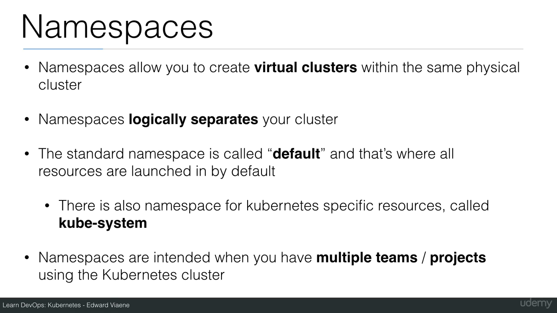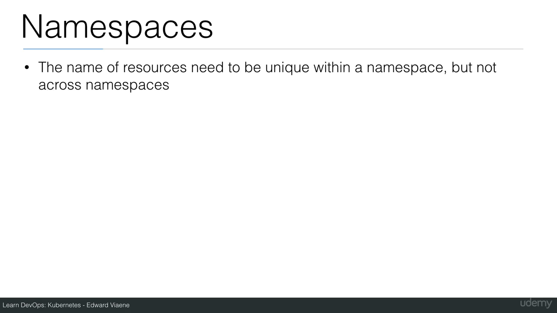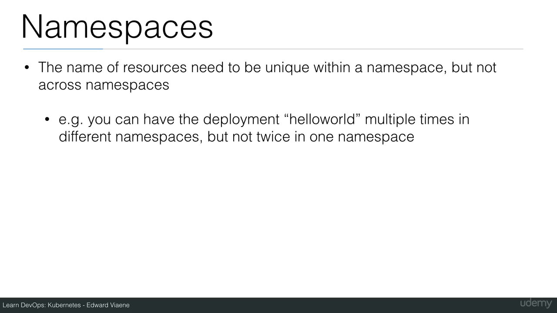Namespaces are intended when you have multiple teams or multiple projects using the Kubernetes cluster. You don't need this if you're the only user. The name of the resources needs to be unique within a namespace, but not across namespaces. For instance, you can have the deployment hello world multiple times in different namespaces, but not twice in one namespace.